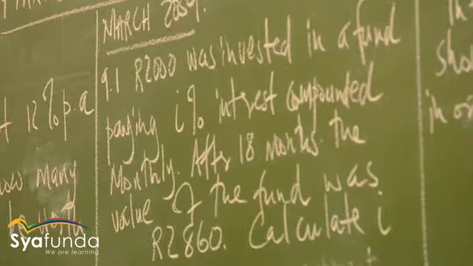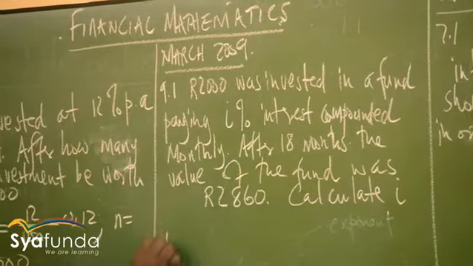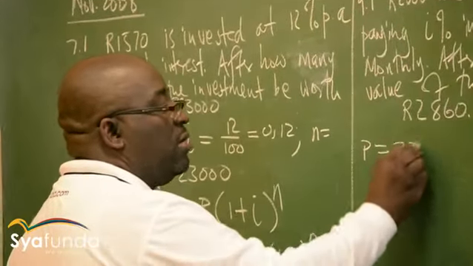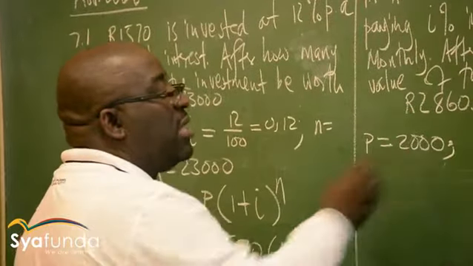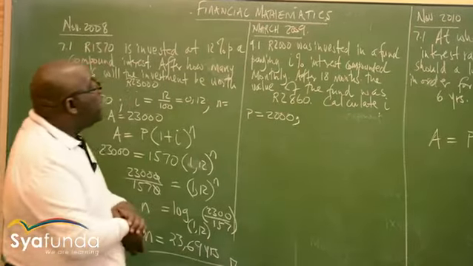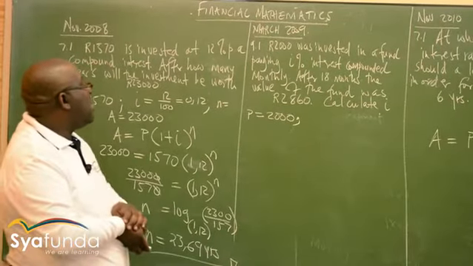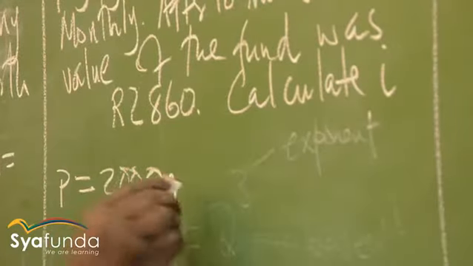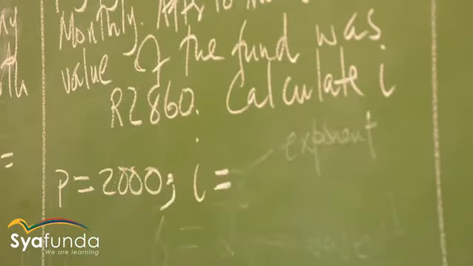Let's collect our data. So what is this amount? It is P, the principal amount that is invested. P, it's 2,000. What else do we have there? Was invested in a fund paying interest percent. We don't know what that is. So let's check. What is our I going to be?